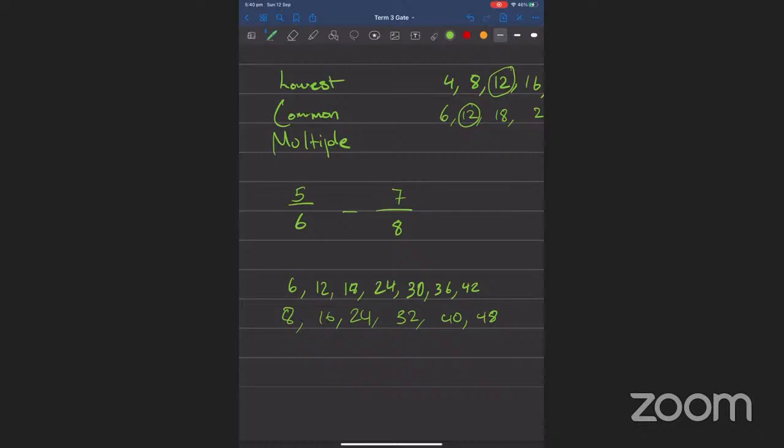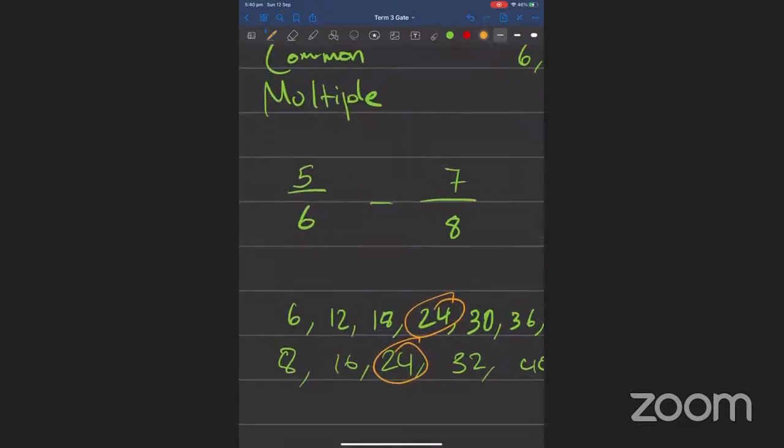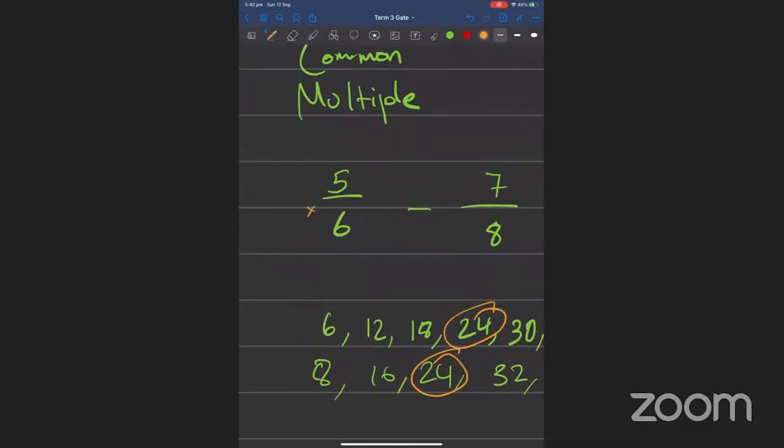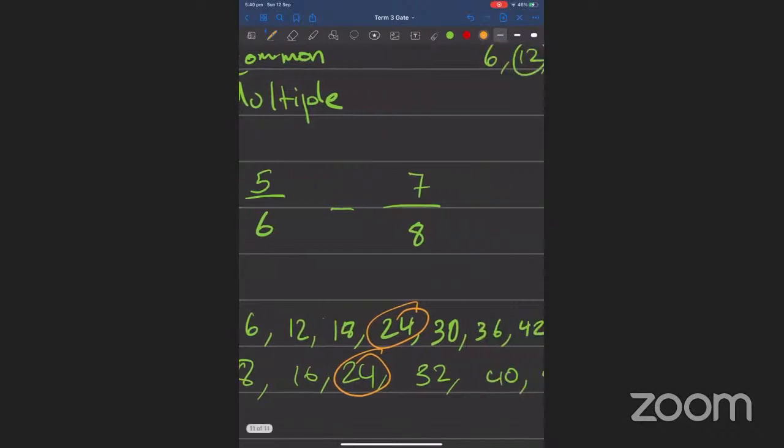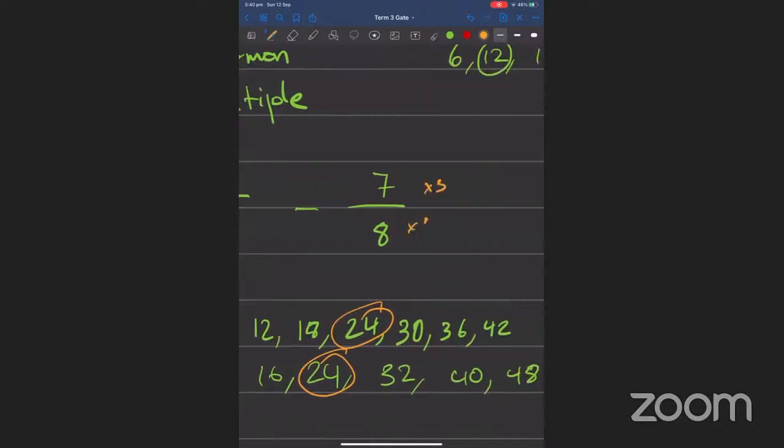All right, so what's the lowest common multiple, guys? 24. Perfect. So Aiden, 6 times what gives me 24? 4 and 3. Good man. So I multiply this side by 4 and this side by 3. Good job.